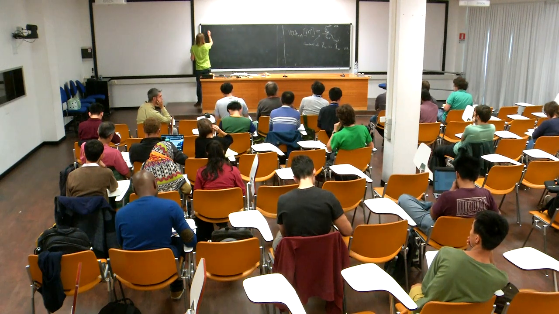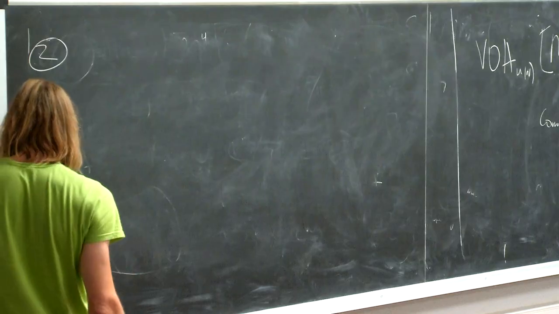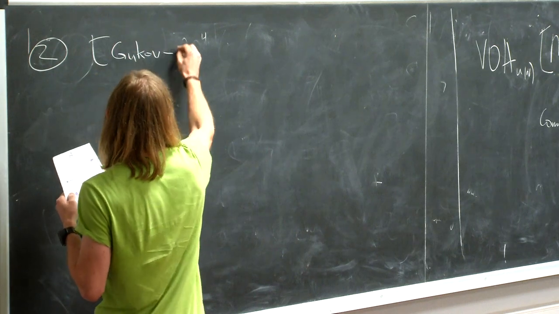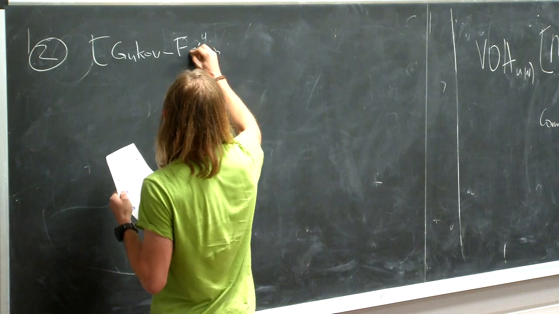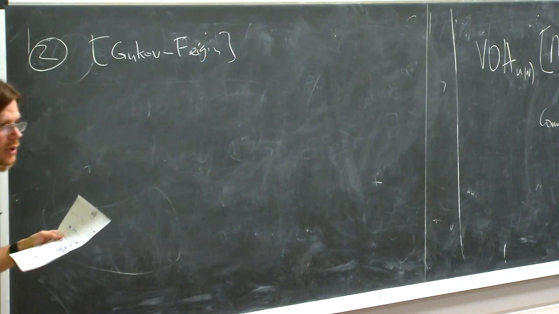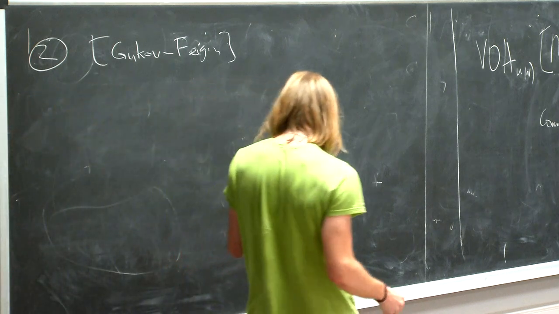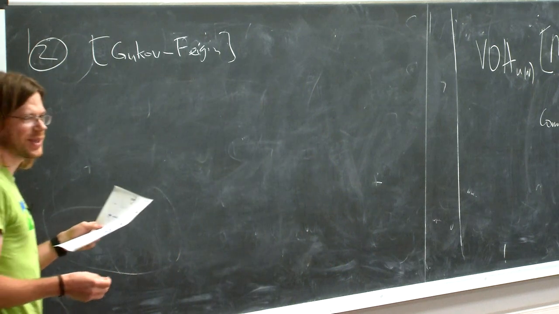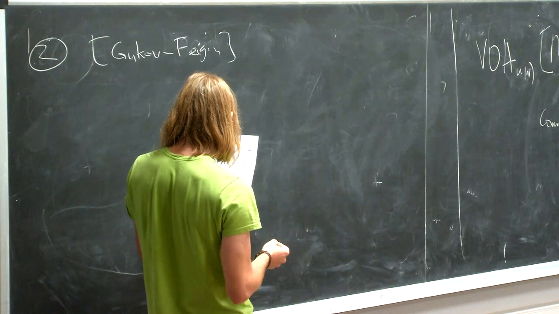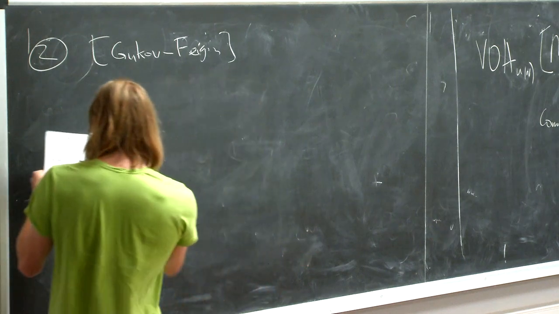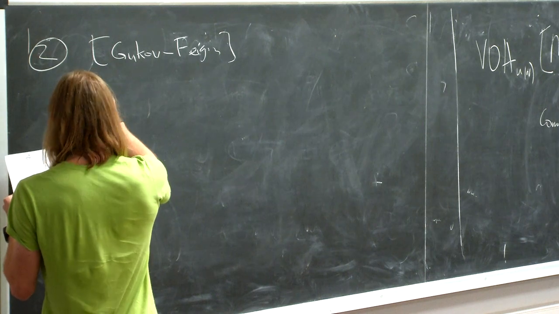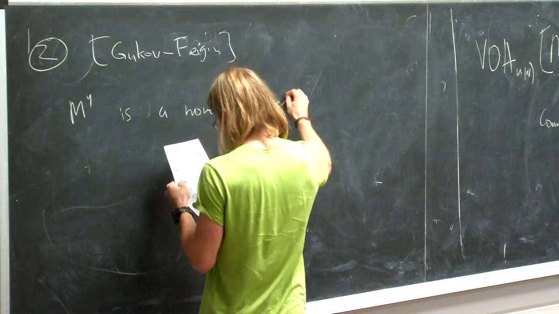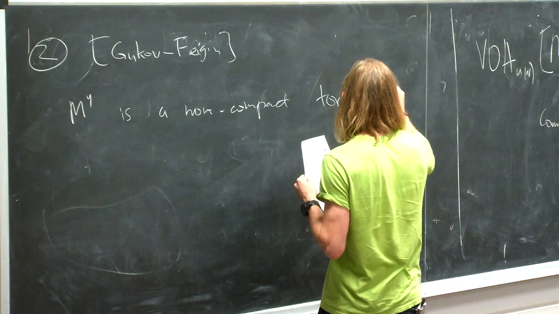Another example, let me mention briefly the following example. It was considered in the Gukov-Fagin paper. I'm not sure if Sergei is here; he can correct me if I said something wrong. But anyway, the idea is that we consider M4 to be a non-compact toric surface.